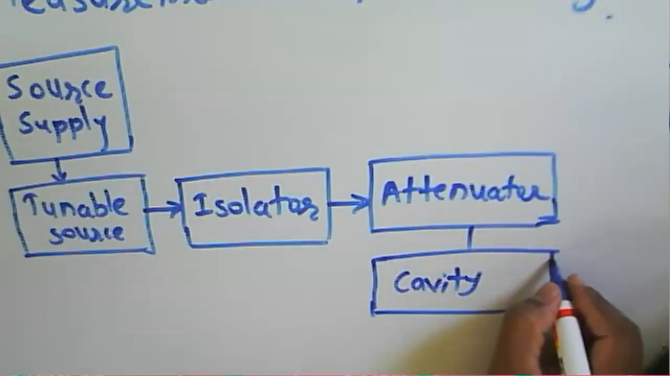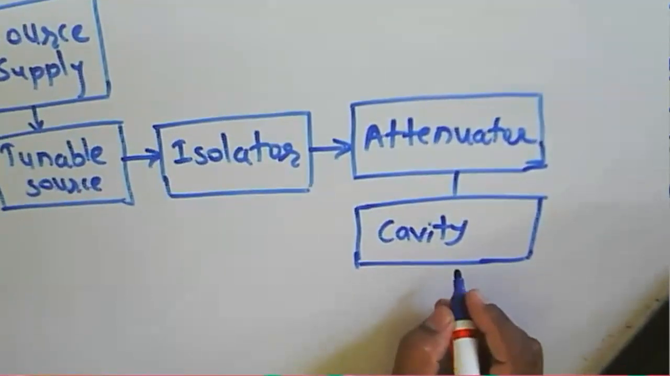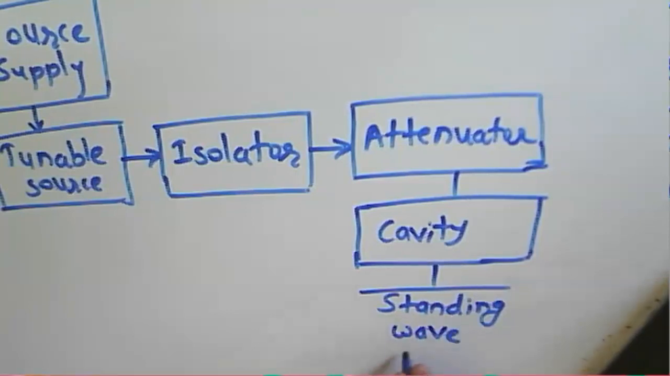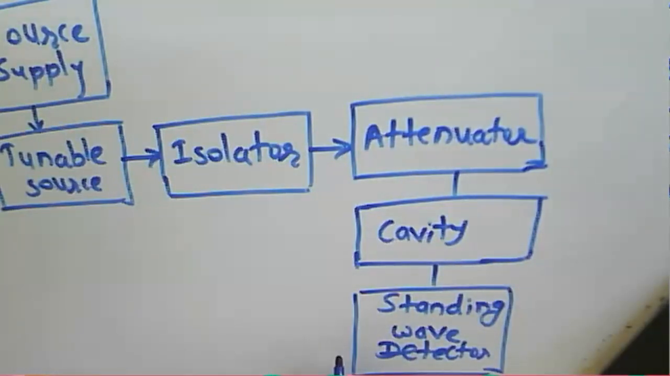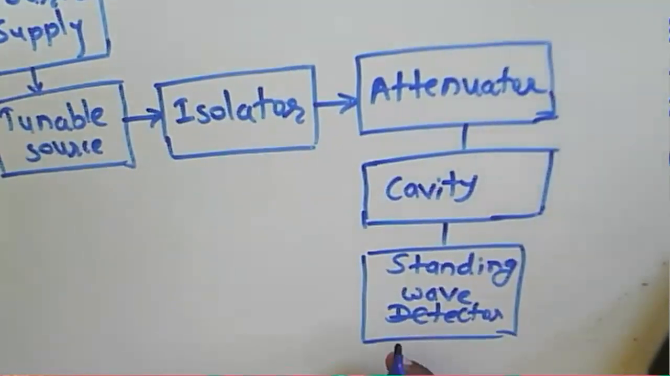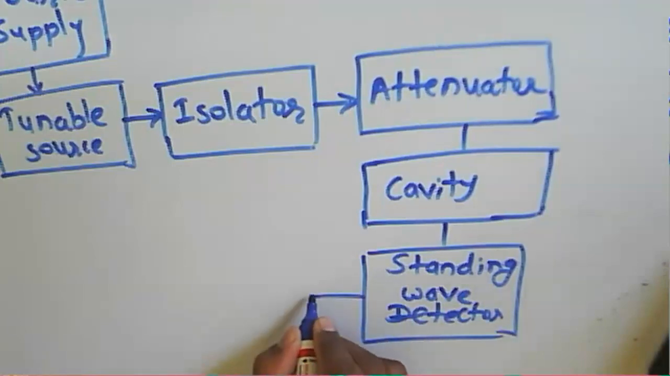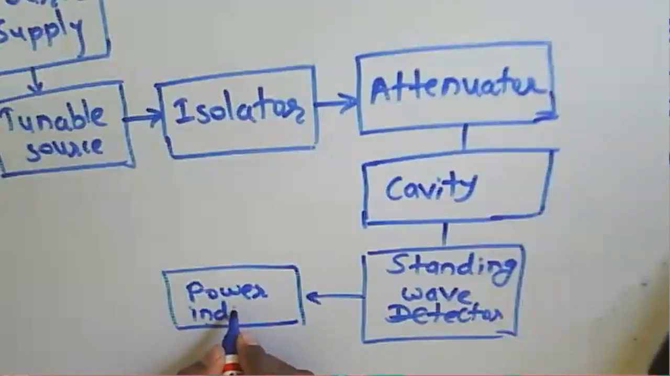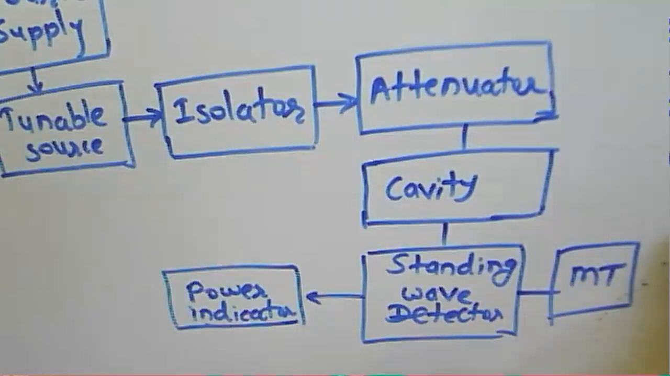This is the cavity for which we are supposed to measure the Q. Then, a standing wave detector. And after that, a power indicator or a power meter, and a matched termination, or matched load. So this is the measurement of Q for a given cavity.